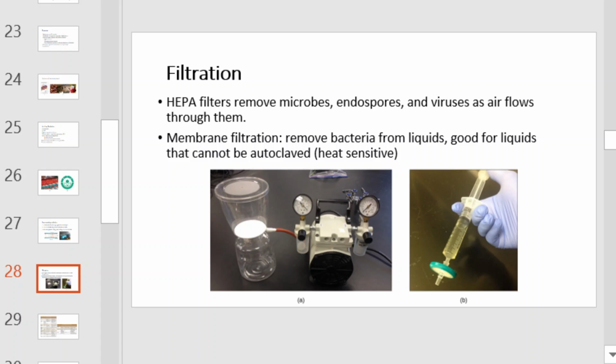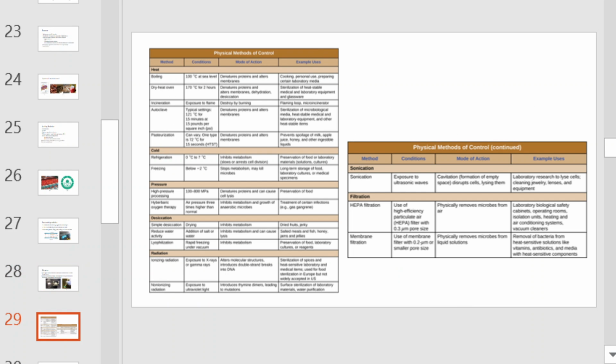Filtration. HEPA filters can remove microbes, endospores, and viruses as air flows through them. Membrane filtration can do the same thing for liquids, removing bacteria from liquids. And it is good for liquids that cannot be autoclaved because they're heat sensitive. This table will provide you a summary of the physical methods of control in the previous slides that we've just covered. Take a moment to pause the video and review the different types of physical methods of control and their applications.